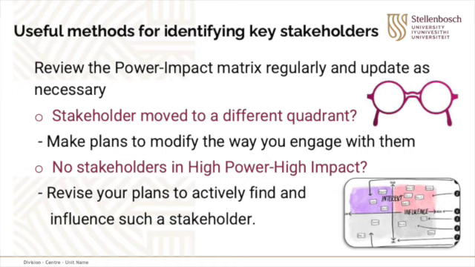So if you're using this method, make sure that you are regularly reviewing it and updating it. That means you'll then have to change your approach to engagement with that stakeholder, and you're probably going to have to revise your plan. If you don't have anybody in your high power, high impact quadrant, then you have to think again, because it's very likely that there's a key stakeholder that's missing from your list of stakeholders.